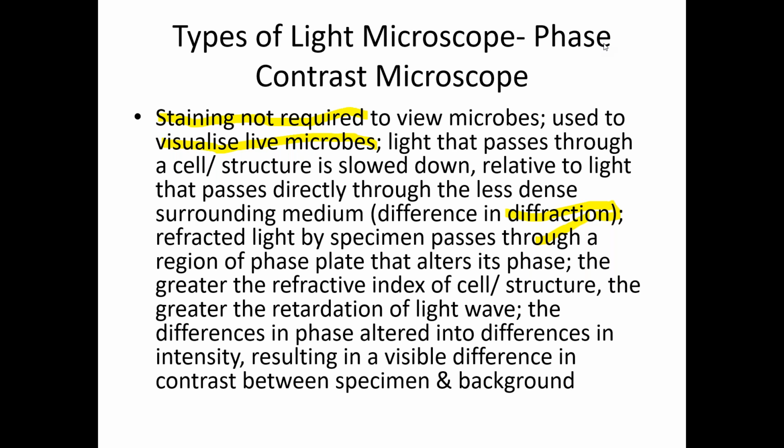Fine. Thank you. So here in the phase contrast microscope, the light which passes through the cell or structure or through the specimen will be slowed down when compared with the light which passes through the surrounding glass slide or edge of the glass slide, the surrounding less dense medium. Now this refracted or diffracted light, it can be either refraction or diffraction. I have written only diffraction, but it could be either. Now the diffracted or refracted light from the specimen passes through a region of the phase plate that alters its phase.